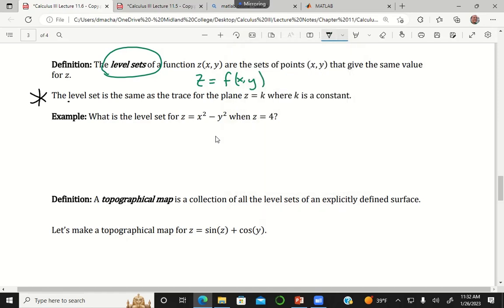So another way to remember this is that a level set is just the trace for a plane where you set z equal to a constant. I would write the level set is the same thing as the trace where z is equal to a constant.